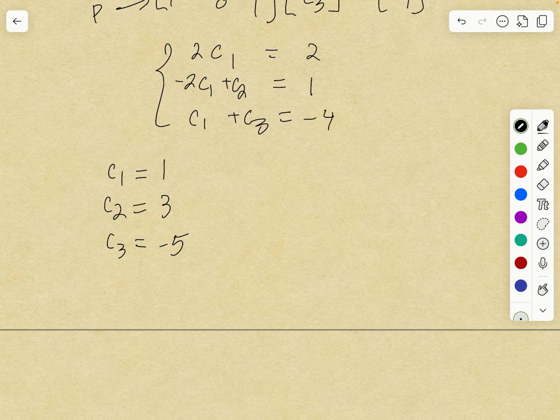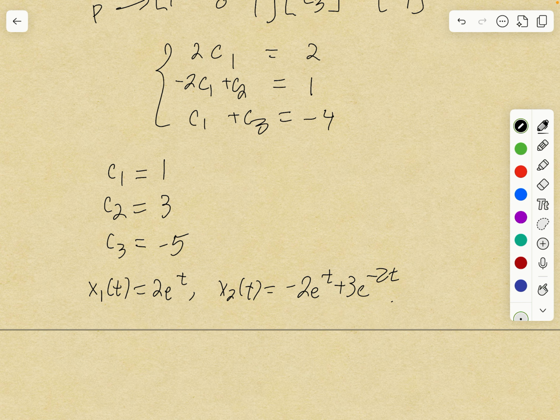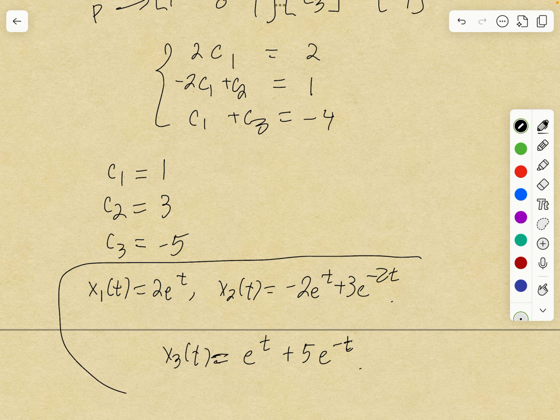So then the solution is x1 of t equals 2e to the t. x2 of t is negative 2e to the t plus 3e to the minus 2t. And x3 of t is e to the t plus 5e to the minus t. So that would be the solution to the initial value problem.